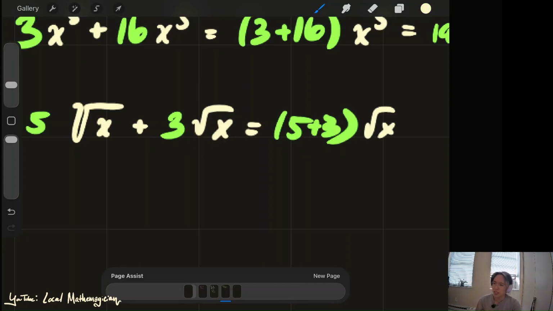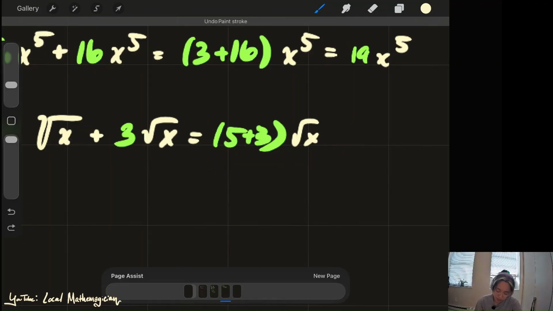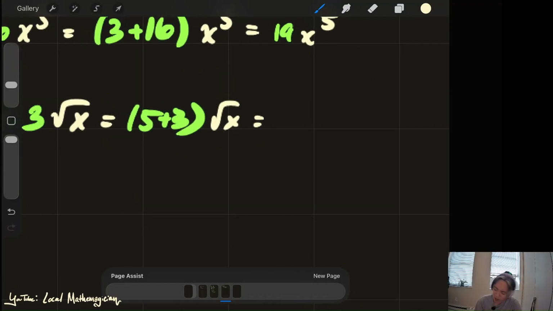You don't have to do this intermediate step, by the way. You don't have to write it out. I certainly don't. But if it helps, please do. 5 plus 3 is 8, and that leaves you with 8 root x.